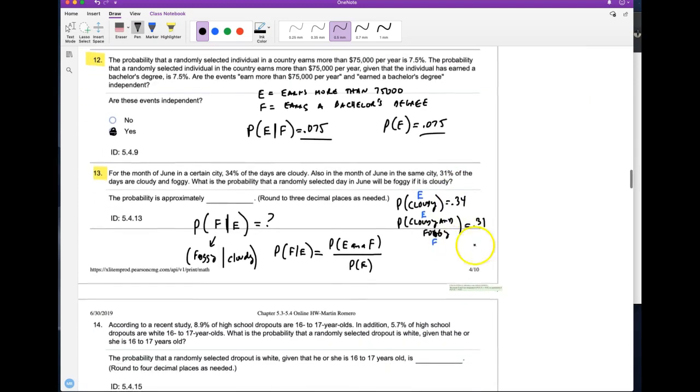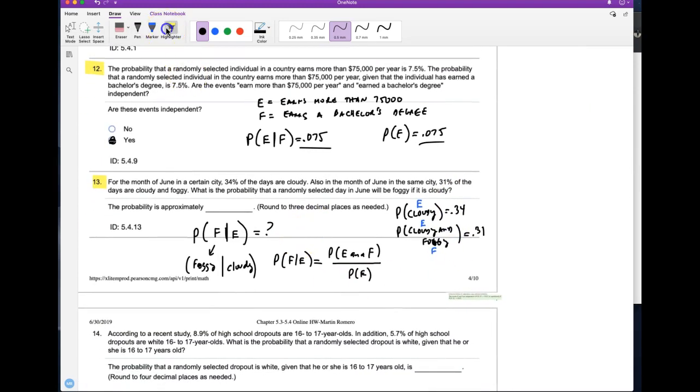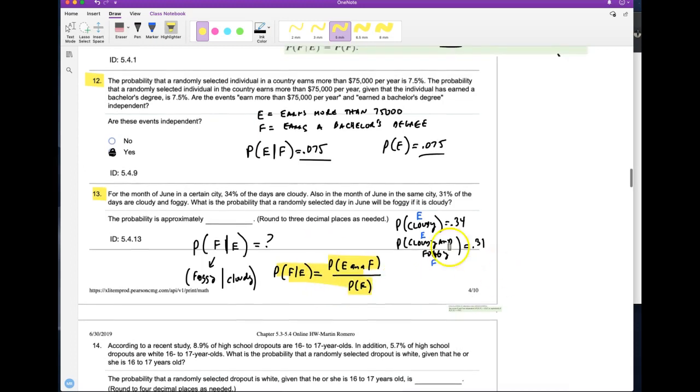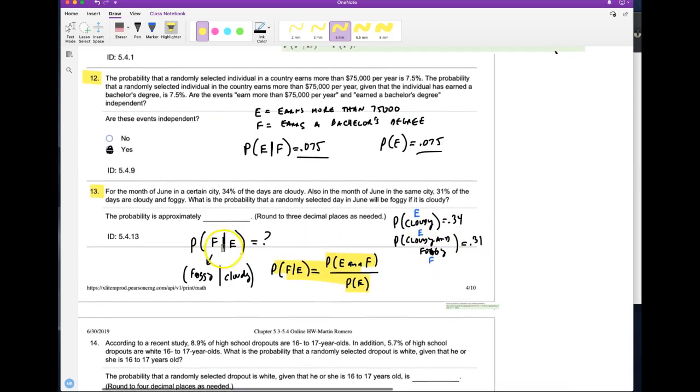Looking at the next one here, it's using our definition for how do we actually calculate the probability of an event given another one occurs when we know the probabilities ahead of time, similar to this case here. So here's the setup here. The probability that a specific day is cloudy is 34%. The probability that it's cloudy and foggy is 31%.